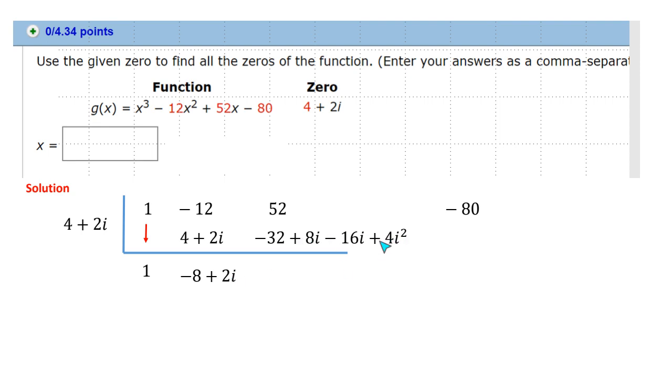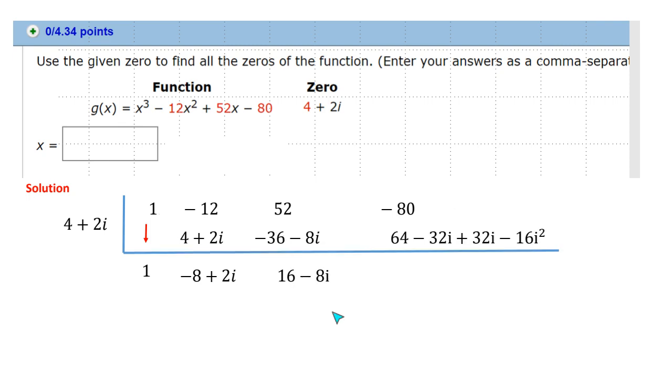So let's simplify this. 8i minus 16i is negative 8i. i squared is negative 1, so that's a negative 4 plus a negative 32. And so if we put them all together, then we end up with negative 36 minus 8i. So you might be thinking, well, it looks a little bit worse, right? But it's going to get better in a little bit.